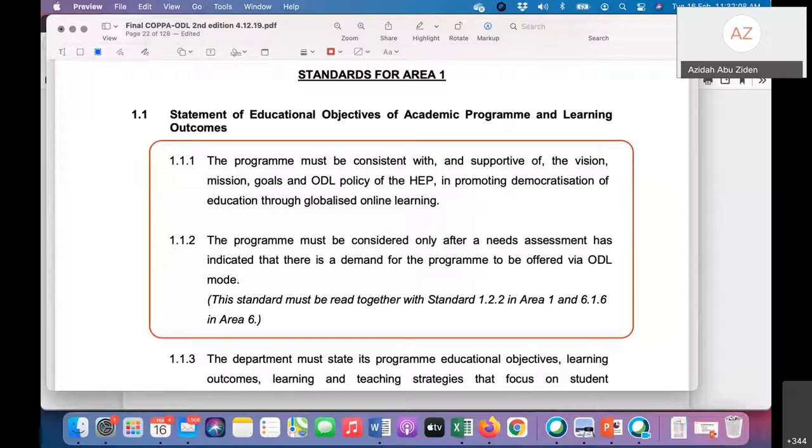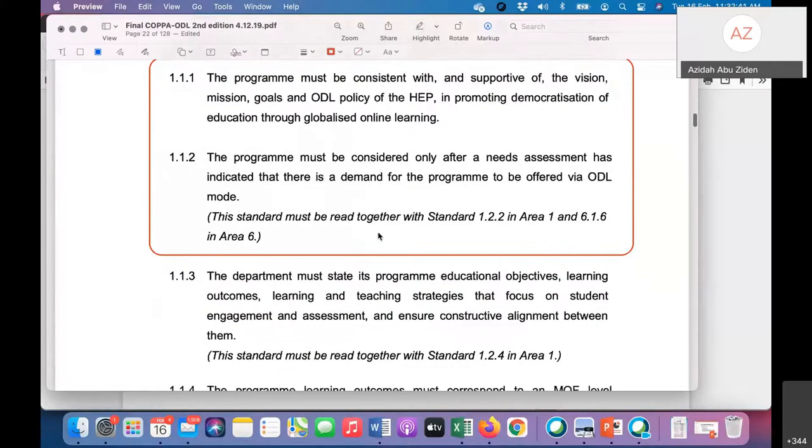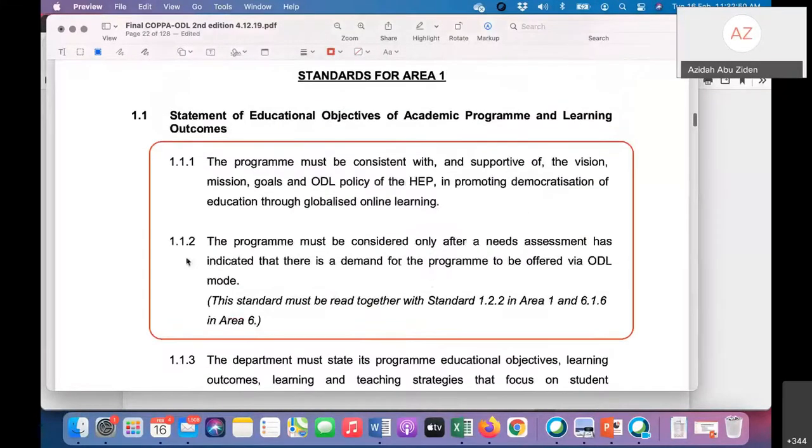Mungkin menambah policy of the HEP. So kena tambah sikit tentang ODL policy, which is saya rasa untuk dalam keadaan sekarang it won't be that hard because you have gone through the online teaching and learning, and we think that ODL should be one of the policy of most of the HEP, so you can actually add extra to that. Alright, and then the program must be considered only after a need assessment. So yang inilah kena buat market survey tadi yang saya nyatakan dari awal. Alright, this standard must be read together with 1.2.2 area 1. Okay, so 6.1.2 in area 6. Alright, so yang ini you must clear.